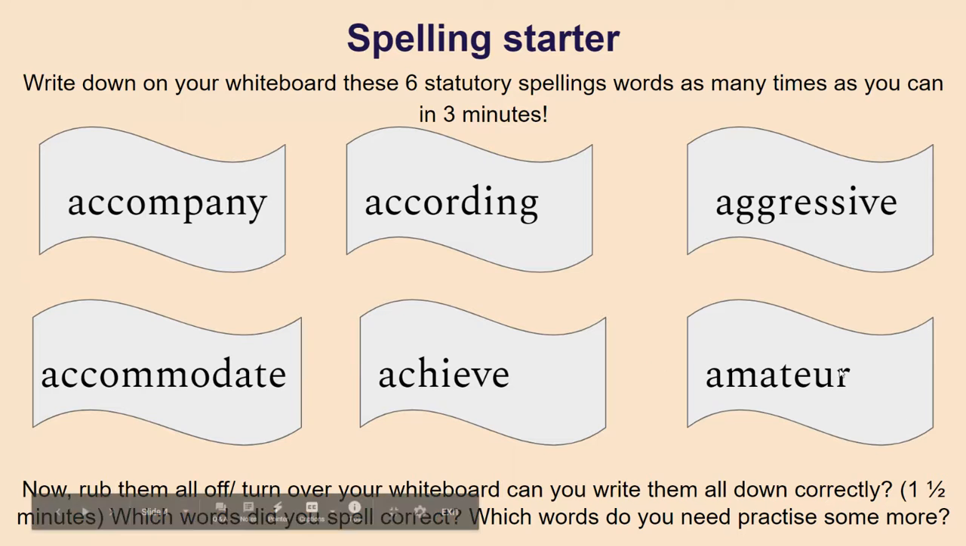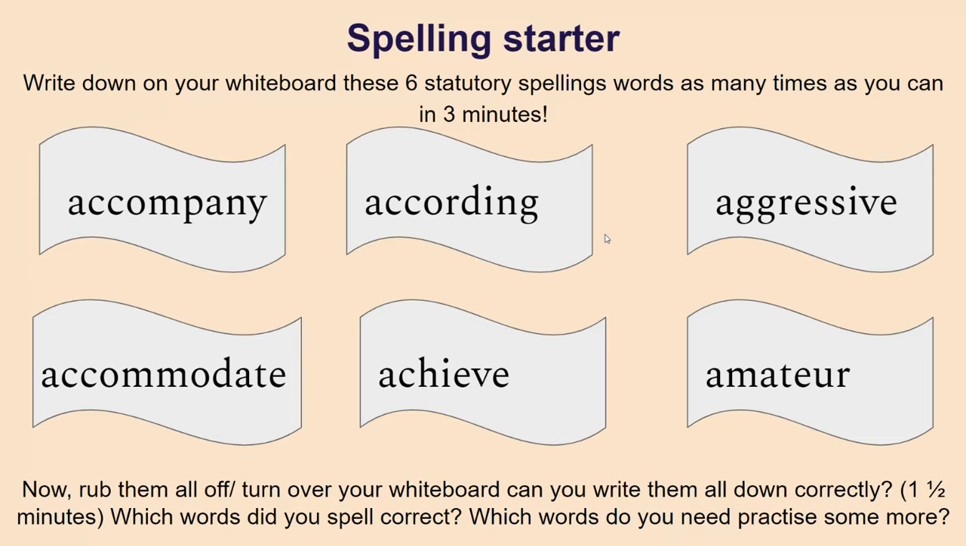Every English module, we're going to be having 6 of these, and you're going to be practising them and doing a load of games based on them. So we're going to start today in lesson 1. It says write them as many times as you can in 3 minutes. You need to time yourself for 3 minutes. Once you've done that, turn over your paper or rub off your whiteboard, and then can you write them all down correctly in under 1.5 minutes?